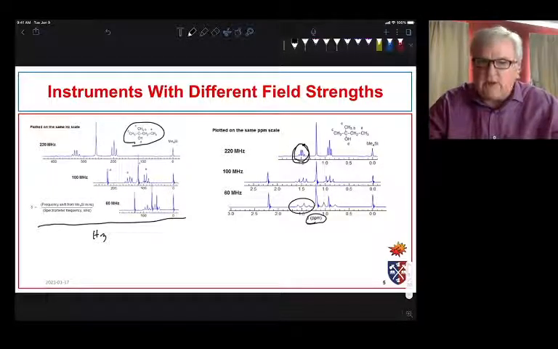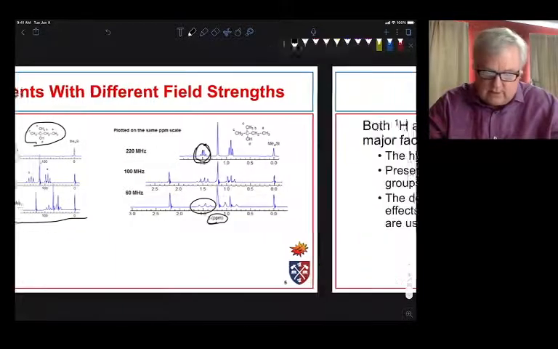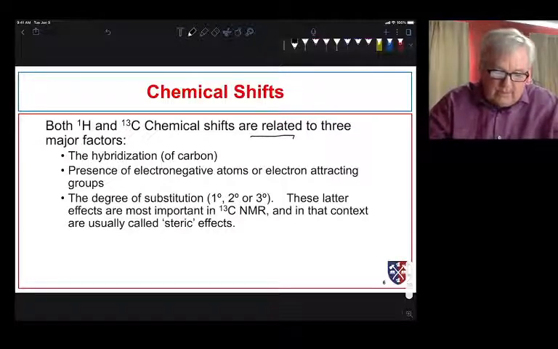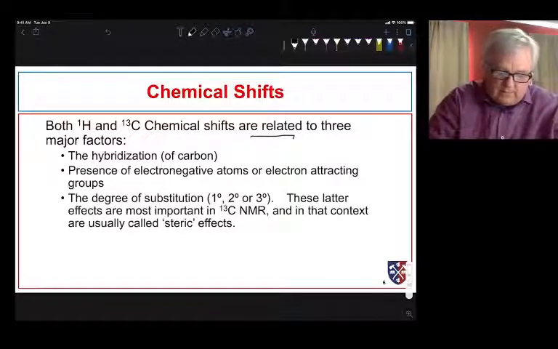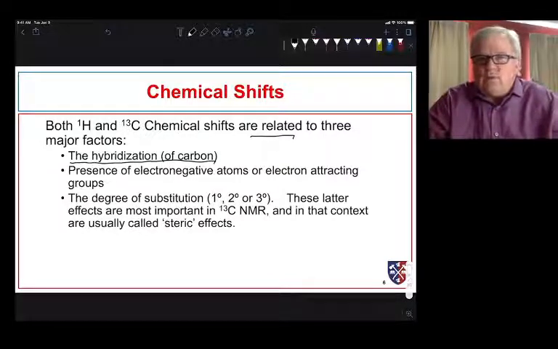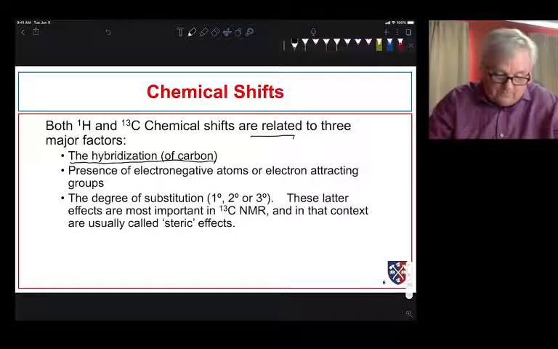But still, we're talking about the particulars of what's going on in a spectrum. So what about the chemical shifts? What changes the chemical shifts? They're related, generally speaking, to three major factors. There's other things that happen and much subtleties, but generally, the hybridization of the carbon will cause a change in chemical shift. So hydrogens attached to sp2 hybridized carbon come at a significantly different place than hydrogens attached to an sp3 carbon or an sp carbon.